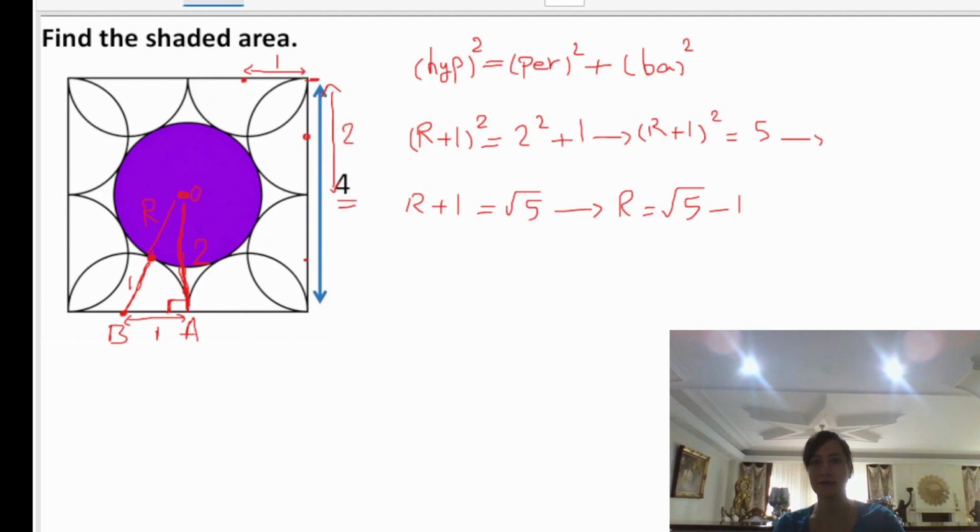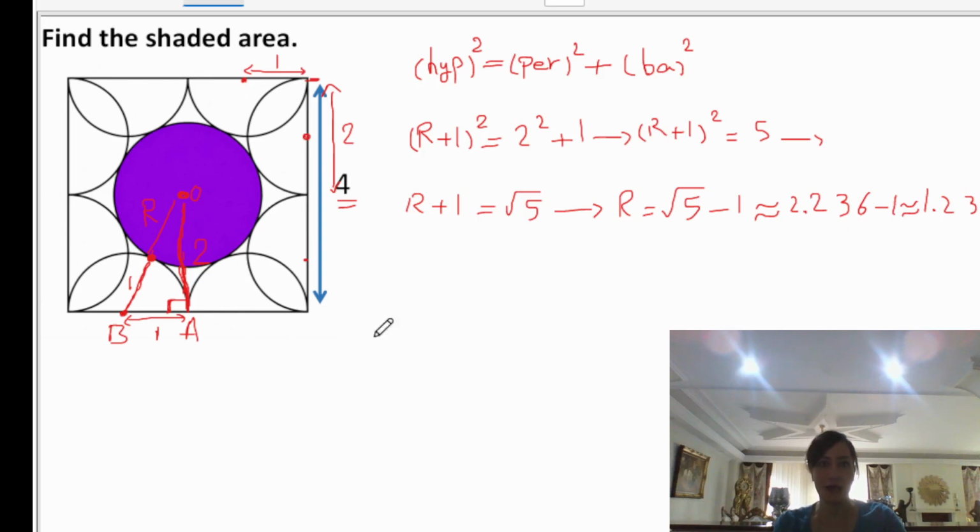If I consider it, square root of 5 would be almost 2.236, and minus 1 is approximately 1.236.